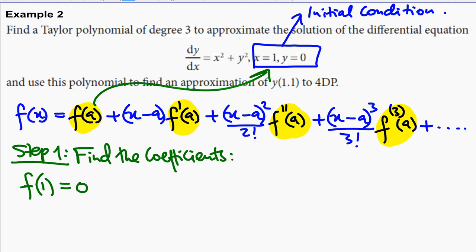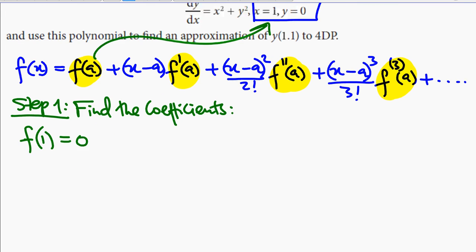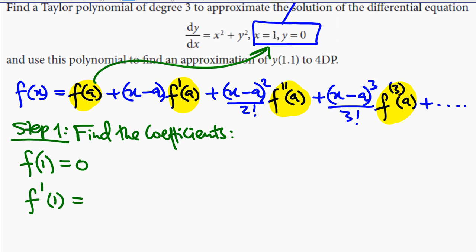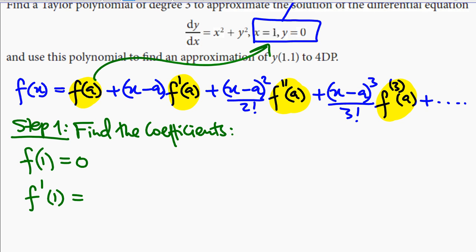f of 1 is equal to 0. That's already given. So what we need to do now is to find the value of the first derivative at x equals 1 and y equals 0. We can do that by plugging in those values into the differential equation. So that will be 1 squared plus 0 squared, which will be equal to 1.